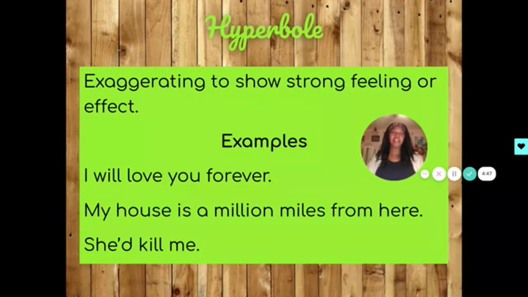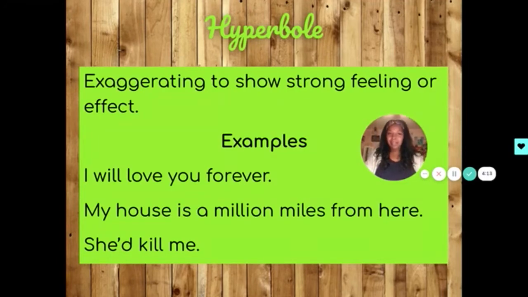All right, everyone. This one is called a hyperbole. Hyperbole is exaggerating to show strong feeling or effect. Some people speak in hyperboles. They exaggerate everything they say. An example of a hyperbole would be: I will love you forever. That's a long time. My house is a million miles away from here. She'd kill me.